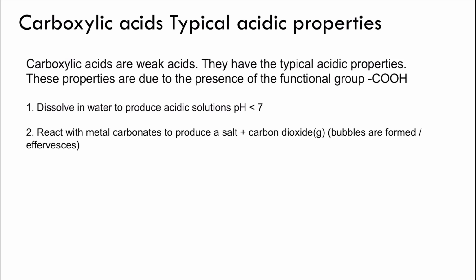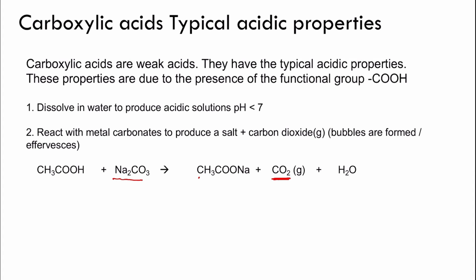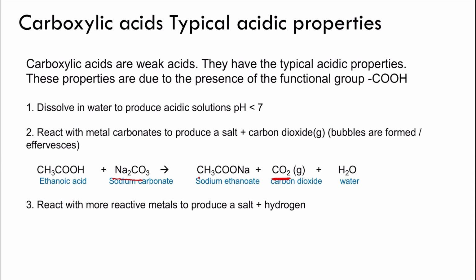They react with metal carbonates to give you a salt and carbon dioxide. Carbon dioxide can be recognized as bubbles or effervescence. For example, ethanoic acid in presence of sodium carbonate will give you sodium ethanoate, carbon dioxide as a gas, and water. They also react with more reactive metals to produce salt and hydrogen, and we can know that the reaction has happened because there will be bubbles of hydrogen. So ethanoic acid with sodium will give you sodium ethanoate and hydrogen gas.